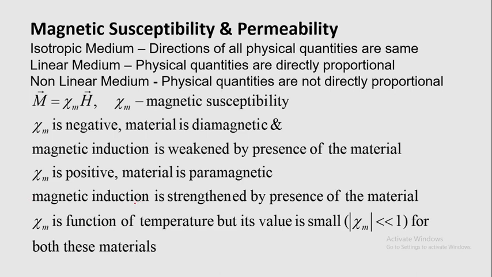The property is called ferromagnetism. This type of material, when you keep it in an external field, will get very strongly magnetized, because its susceptibility and permeability are very large. And if you take it out, it will not get demagnetized completely. It retains the magnetic property. So this type of material is used to make permanent magnets. The permanent magnets are made from ferromagnetic material.